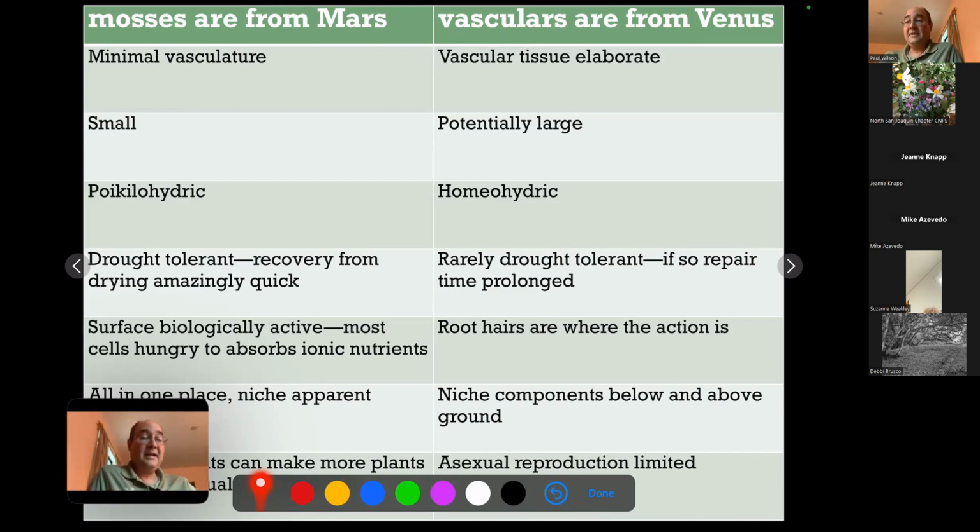It's not very effective to put nitrate and phosphate on the leaves of a vascular plant. Maybe a little bit would get in, but not much. Whereas for bryophytes, the whole plant is biologically active. There's very little in the way of a waxy protective surface that would keep nutrients out. So any living cell has access to the nutrients that fall upon it.